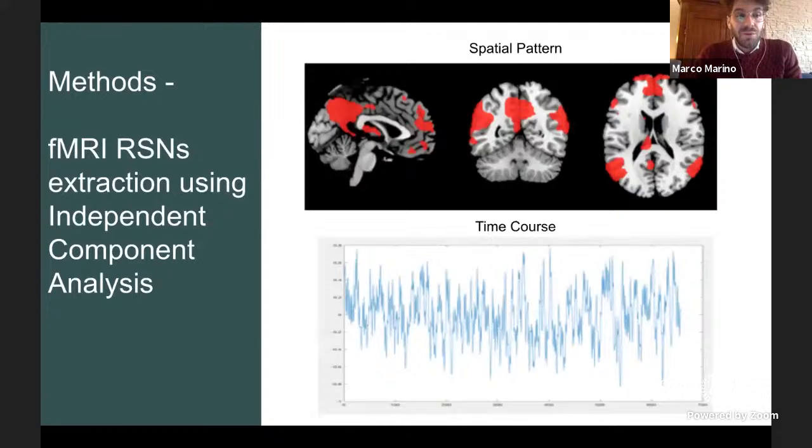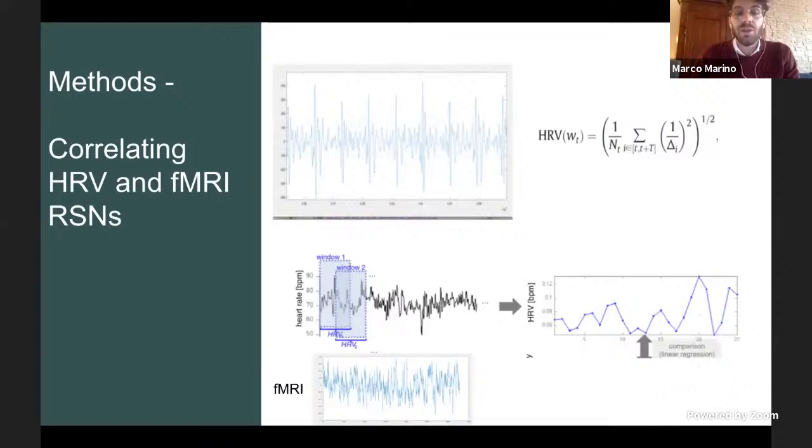To get the fMRI resting state networks, we implemented an approach based on independent component analysis, applied at the subject level, individually for each subject. This gave as output a spatial pattern associated with a brain network, in this case for example a default mode network, and a time course associated with it. This time course is the important thing we focus on, because it will be correlated with the cardiac signal, which of course cannot be used as it is.